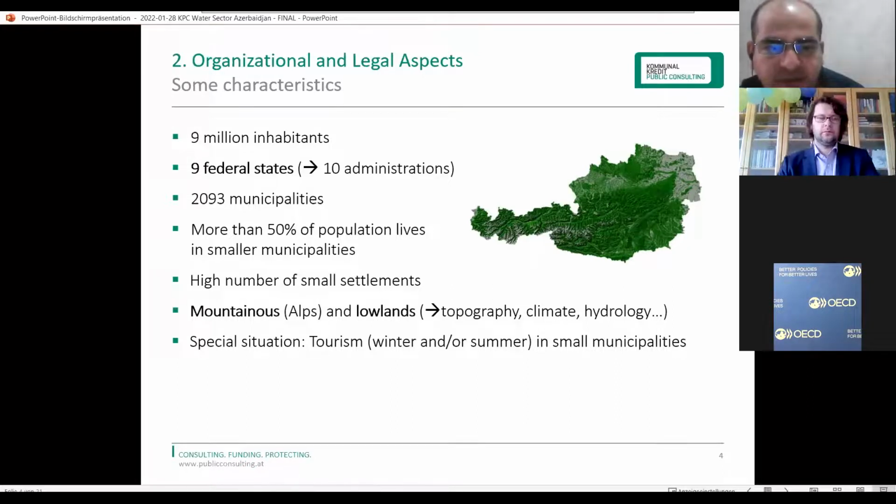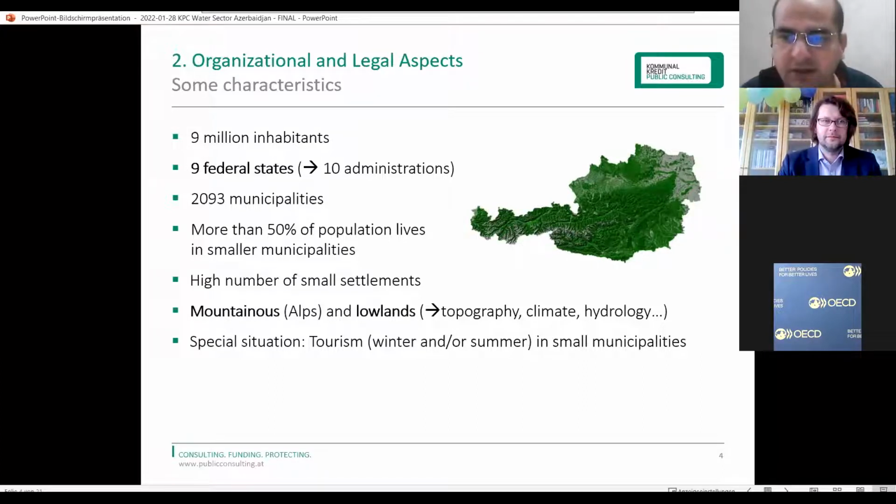Our landscape is mountainous. We are in the Alps. We also have lowlands, flat areas, and so very different challenges in terms of design of water supply and wastewater treatment plants. And maybe a little bit special for Austria, we have a lot of tourism, especially also in small municipalities, not only in Vienna and Salzburg, but also, maybe Kitzbühel or Schladming for skiing. We have very small municipalities with maybe 500 residents, and then in the winter season, 2,000 tourists. And as you can probably imagine, tourists really need a lot of water. So this is very difficult to handle.